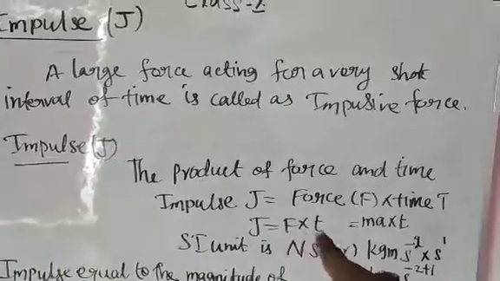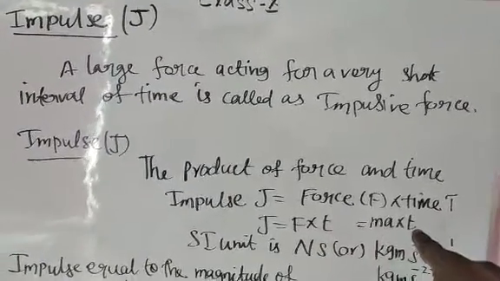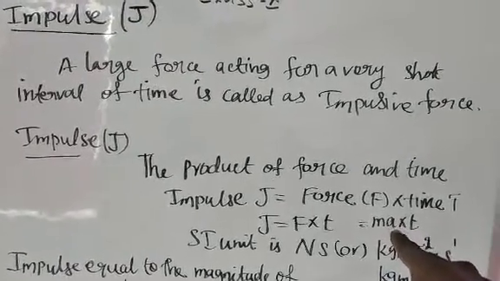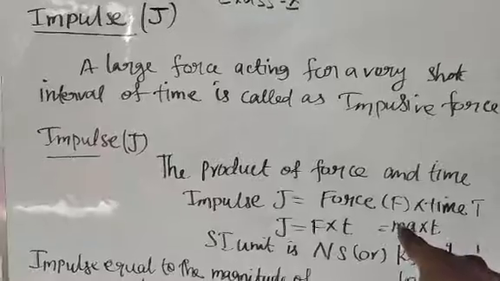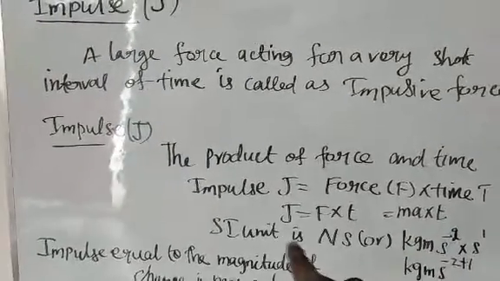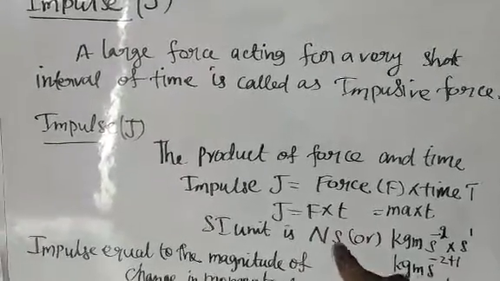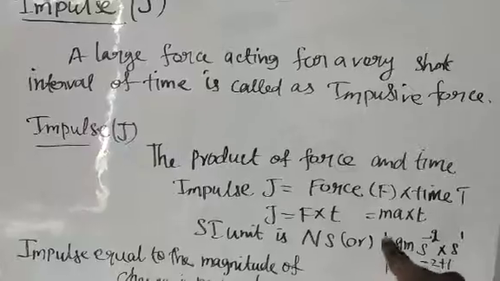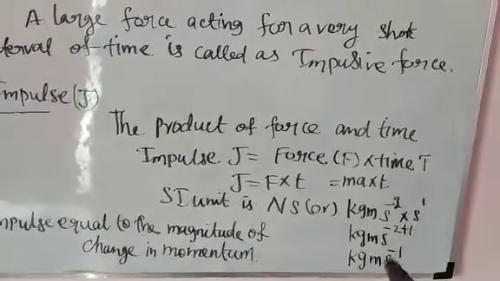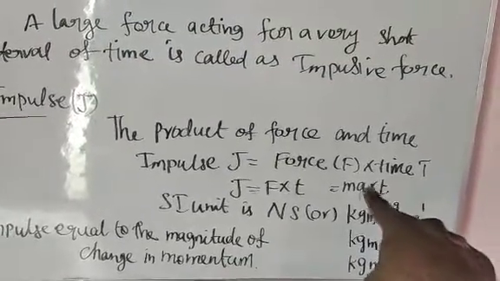J equal to F into t, or m a into t. So this is Newton's second law of motion, F equal to m a. This equation I already taught in the previous class. The SI unit is force in newton, time in second, or one more unit is kg m s^-1. This unit is obtained with the help of this equation.